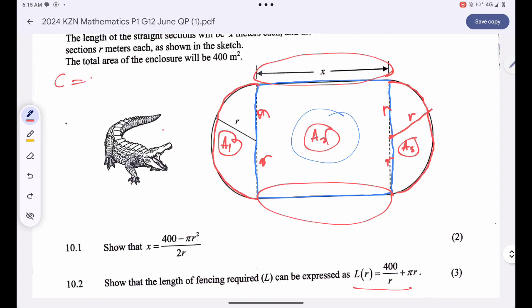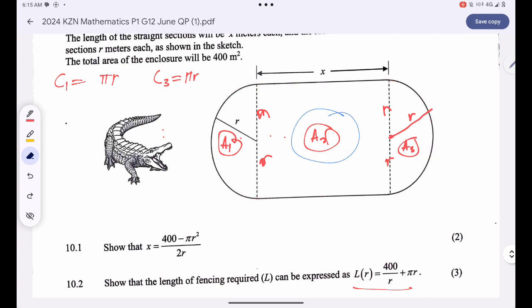The equation for finding the circumference of a full circle is basically 2 pi r, but the circumference of a semicircle is just equal to pi r. Are you together? So the length of the first semicircle is just pi r, and also the length of that other semicircle will just be pi r. Are you together?